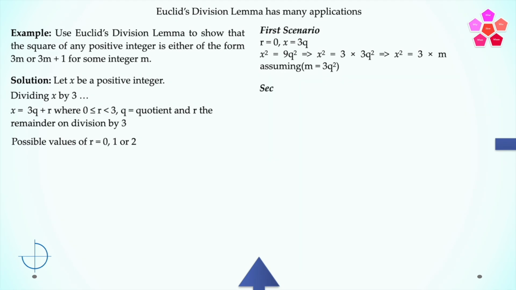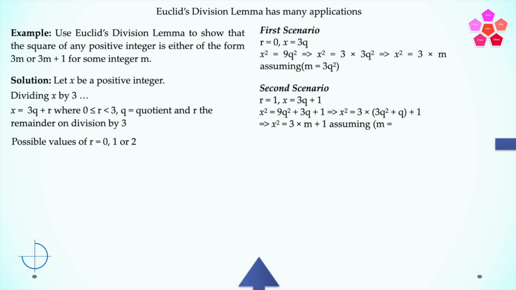Now let's talk about the second scenario where r is equal to 1. So if r is equal to 1, x is equal to 3q plus 1. Squaring both sides, x square is equal to 9q square plus 6q plus 1, which implies that x square is equal to 3 times (3q square plus 2q) plus 1. Here we can see that x square is equal to 3m plus 1, where we assume that m is equal to 3q square plus 2q.